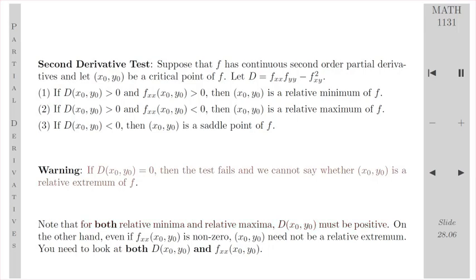Note that in the second derivative test, it's not enough to look at fxx. For both relative maximum and relative minimum, the discriminant must be positive. Discriminant negative means you have a saddle point, which is not a relative extremum. Now it's possible that fxx is non-zero and you don't have a relative extremum, but you have a saddle point. You really need to look at both the discriminant and fxx.